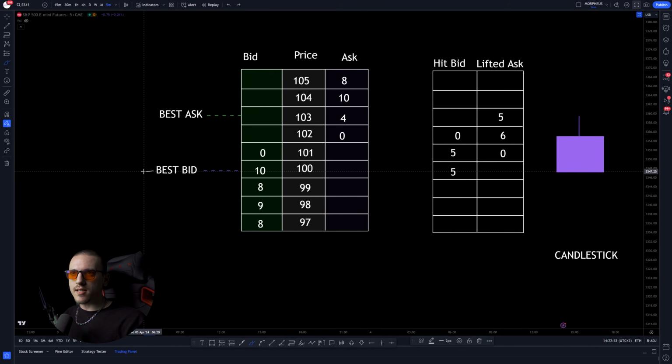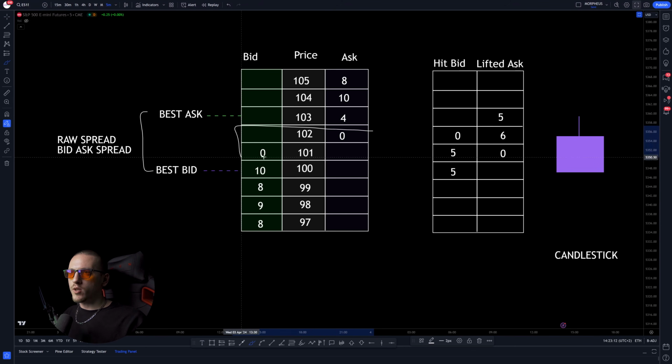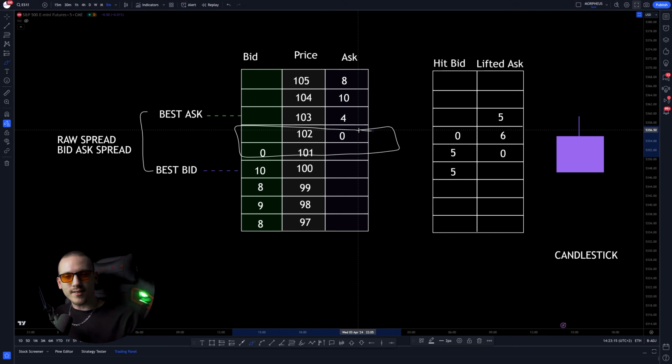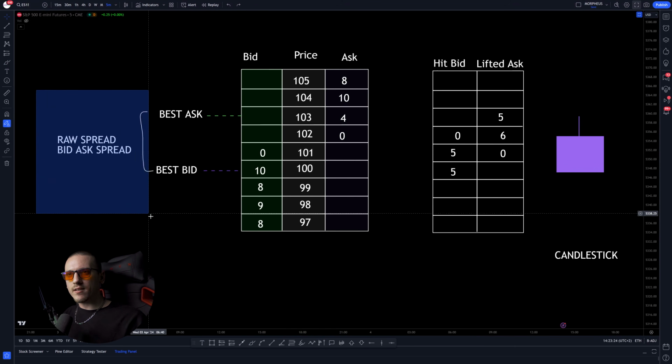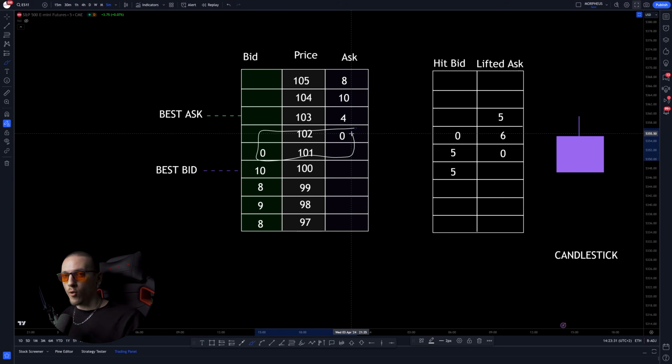So now, as you can see, the distance between the best bid and the best ask is a bit wider. This is the raw spread, or the bid-ask spread. So where there is no liquidity, there is no market. So we are starting to understand some very important things: that where there is no liquidity, there is no market and there is no price action.